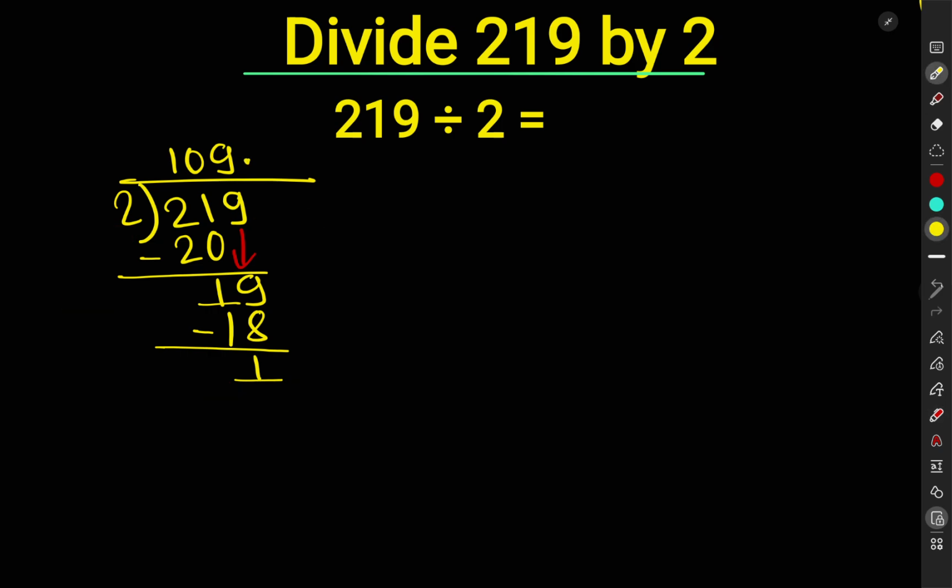So we put here decimal so that we take 0. So now it became 10, and 2 times 5 means 10. On subtracting we get 0. So 219 divided by 2 we get 109 decimal 5.